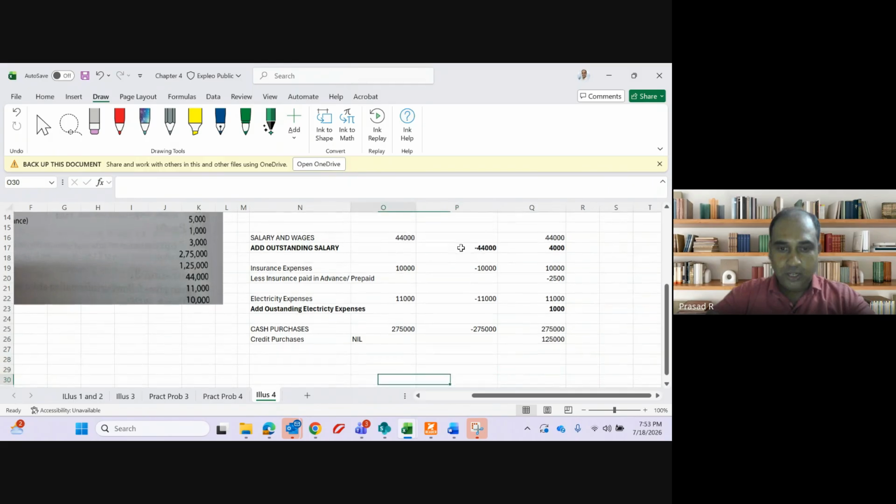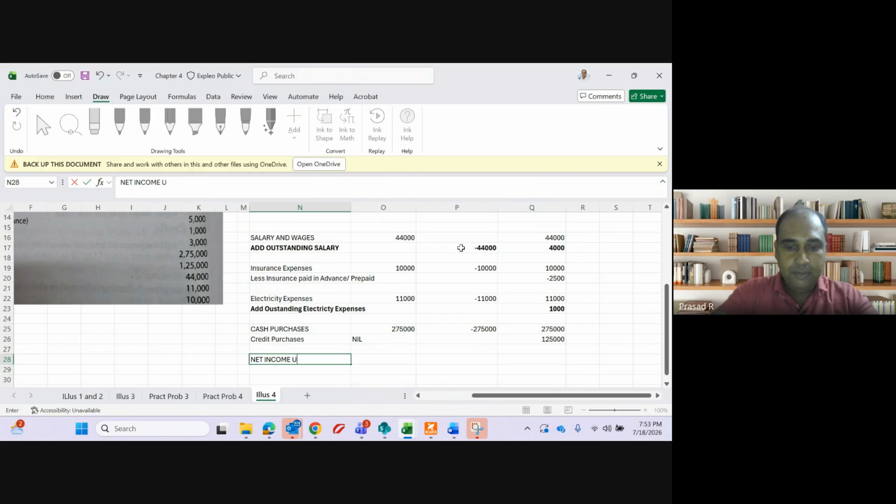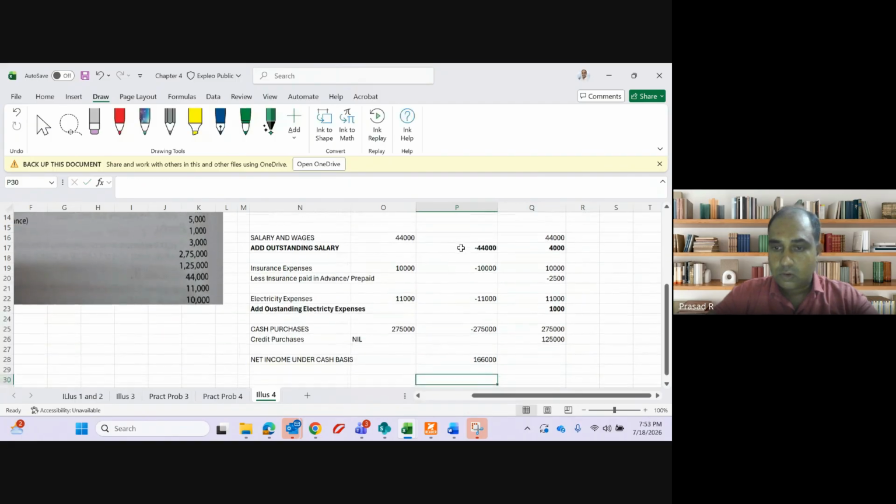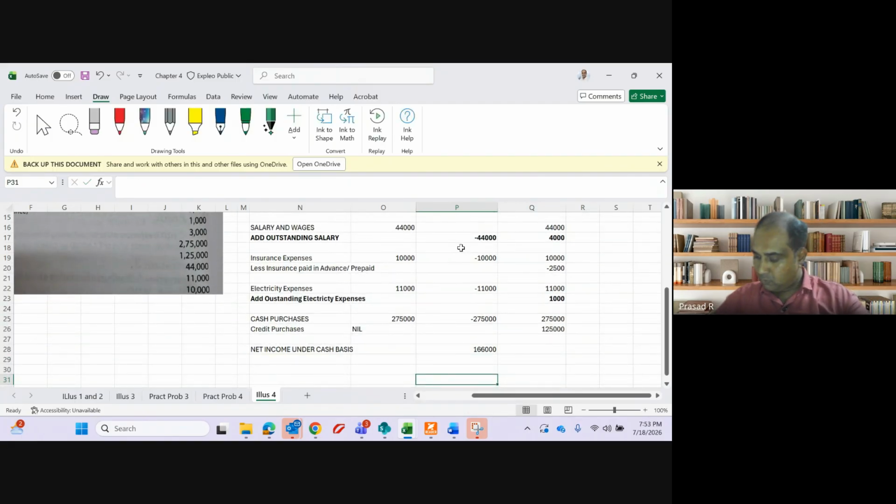So my total net income under cash basis is how much? This is my net income under cash basis. It is coming to 1,66,000. Any doubt, guys?